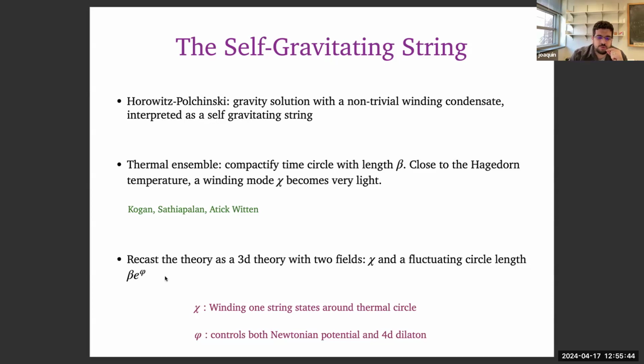So what Horowitz and Polchinski did was to recast the theory as a three-dimensional theory with two fields. We have this winding mode, and they also allowed the size of the thermal circle to vary. So we have beta times e to the phi. So phi is 0 far away, where we fix what the temperature is, and phi can change as you go inside the geometry, and you can think of phi as a Newtonian potential of the self-gravitating string.